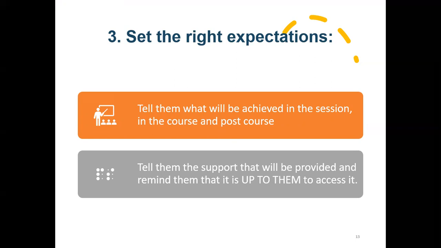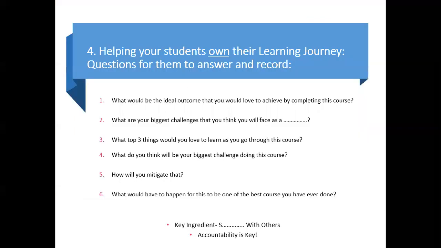Okay. Next thing, tell them the support that will be provided and remind them that it's up to them to access it. Okay. Again, we want to reinforce that it's their responsibility, it's their journey, but the RTO is 100% there for them when they need it. Okay. Now, next thing, number 4, is helping your students own their learning journey, as we've talked about.